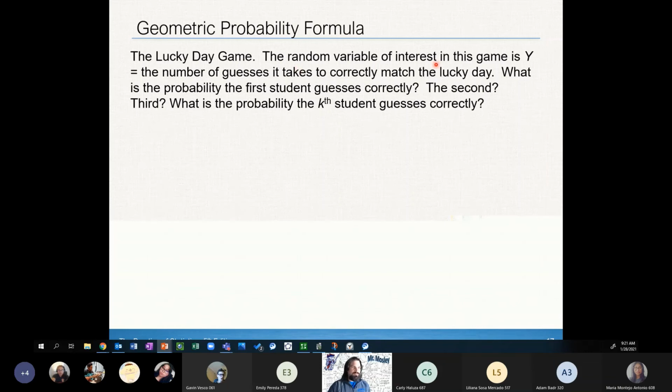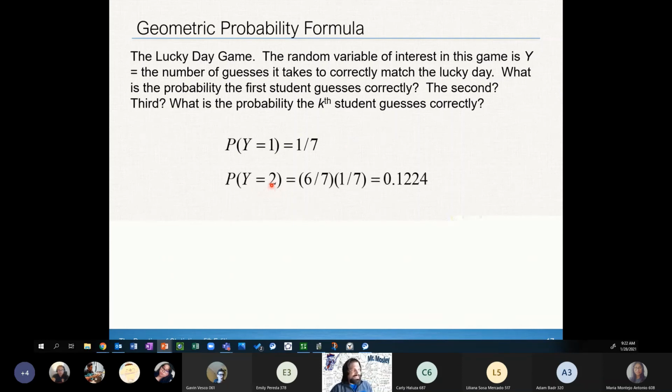The random variable of interest in this game is y, which equals the number of guesses it takes to correctly match the lucky day. We want to calculate the probability the first student guesses correctly, the second, the third, the kth student guesses correctly. We use kth for the general rule. The probability of y equaling 1 is 1/7. There's a 1 in 7 chance that the student guesses correctly.